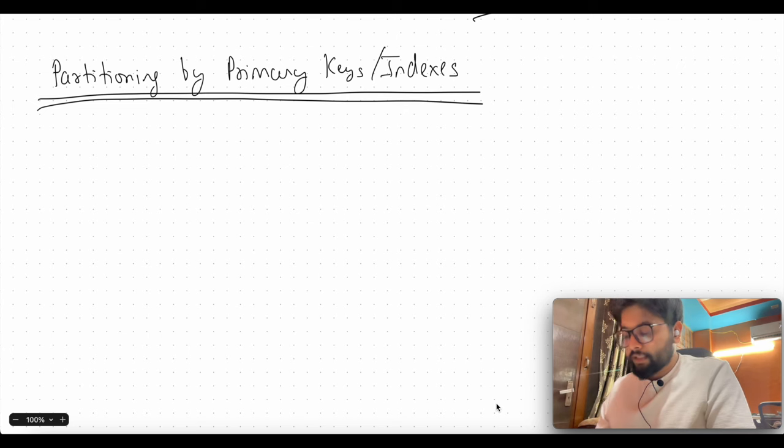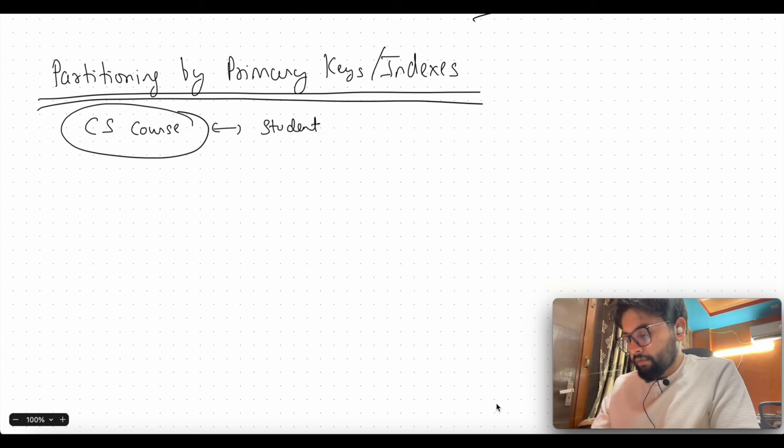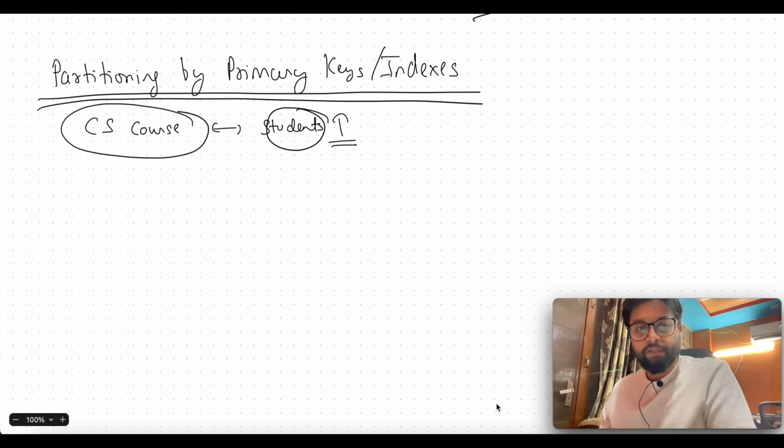So let's understand our situation. Suppose we have a CS course here, a computer science course, and this course is pretty hot. A lot of people want to join this course, due to which a large number of students are trying to register themselves. We have a database to store the entries of those registered students.